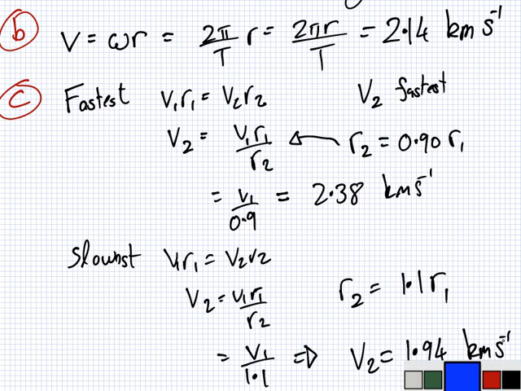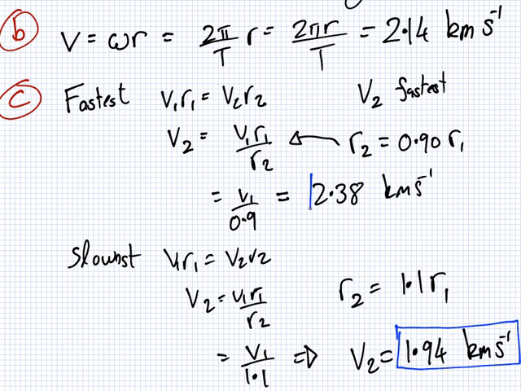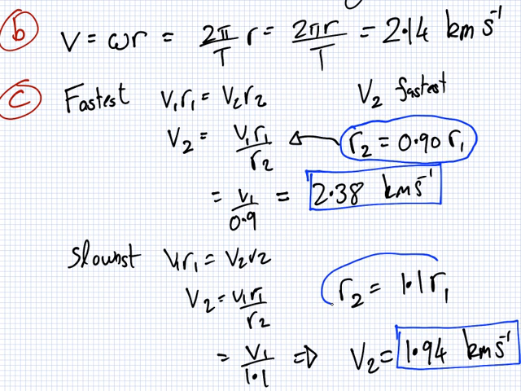So the slowest it will move is this much, and the fastest it will move is this much. And the fastest it will move is when the radius is 90% of what it is usually, and the slowest it will move is when the radius is 10% more of what it usually is. Because remember, as the radius gets smaller, the planet moves faster.